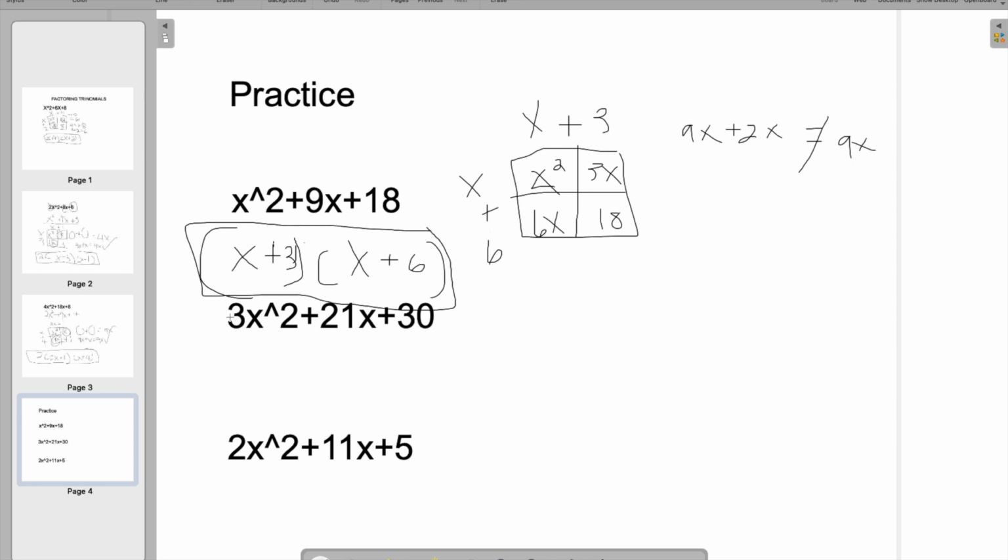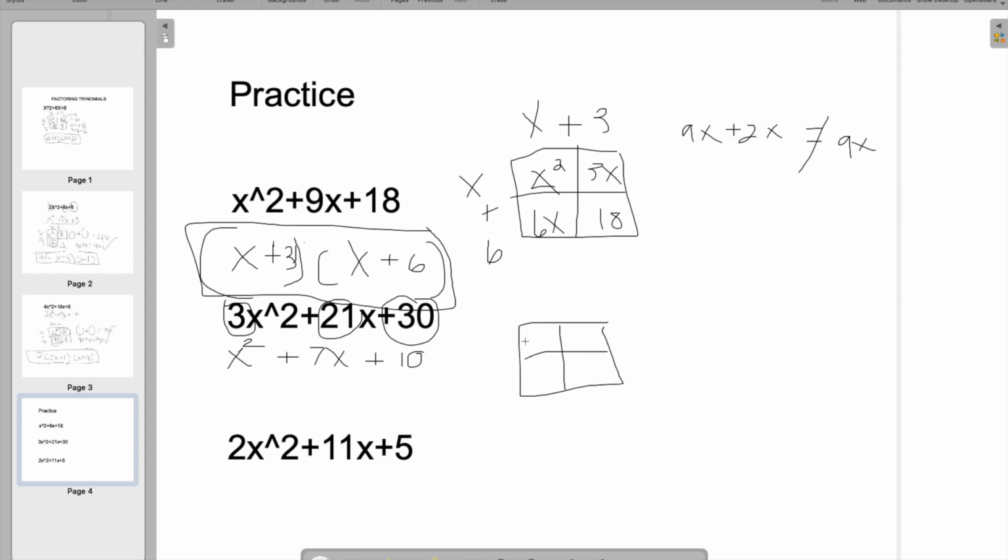For our next practice problem, we're going to do 3x squared plus 21x plus 30. And if you look at the coefficients, you can tell that they are all divisible by 3. So you want to do 3 divided by 3, which is 1, plus 21 divided by 3, which is 7, so 7x, plus 30 divided by 3, which is 10. So now we can just use that and put it in the box method.